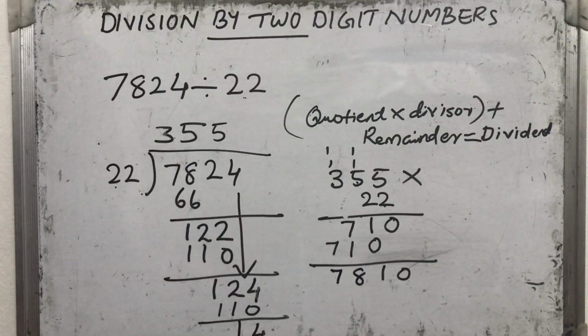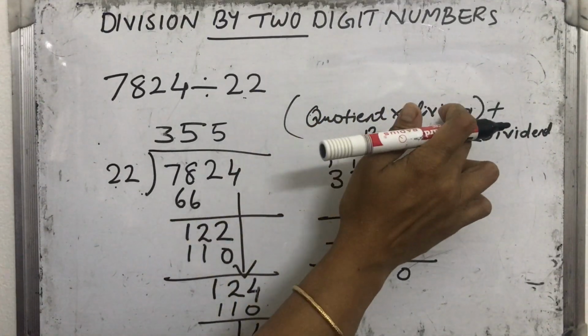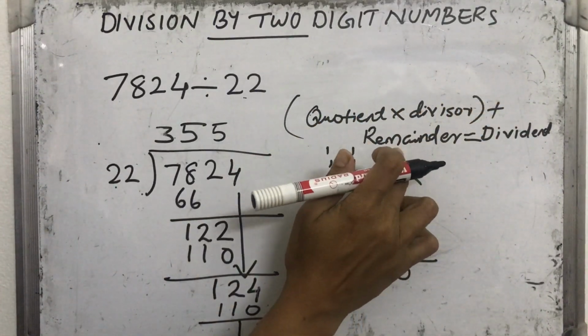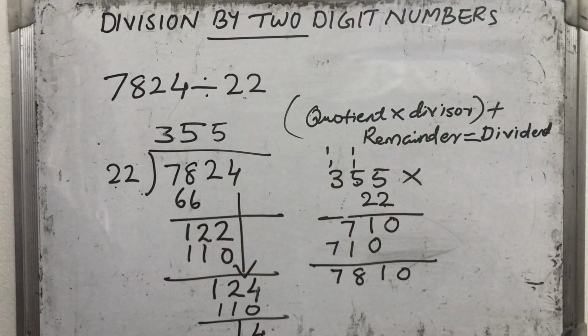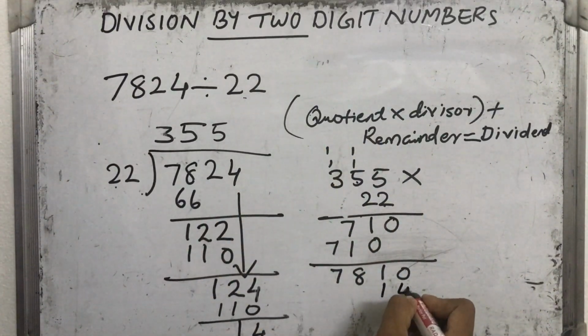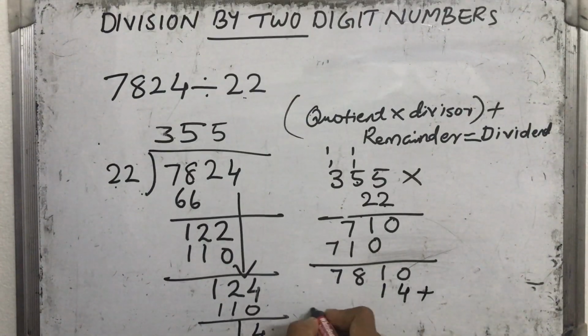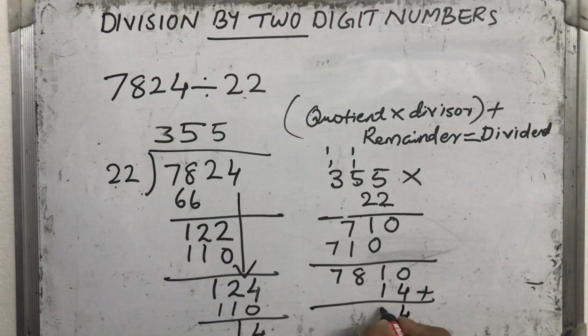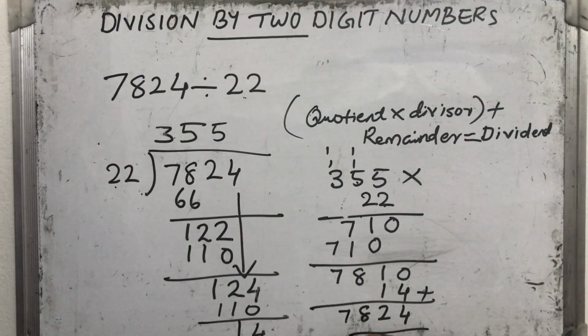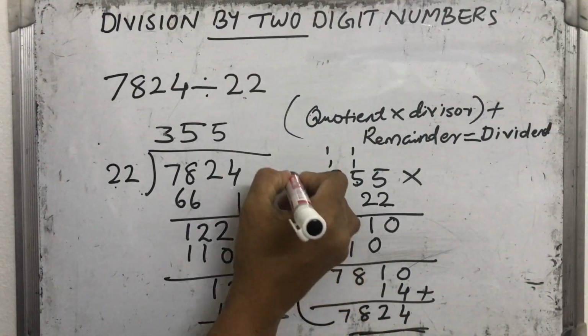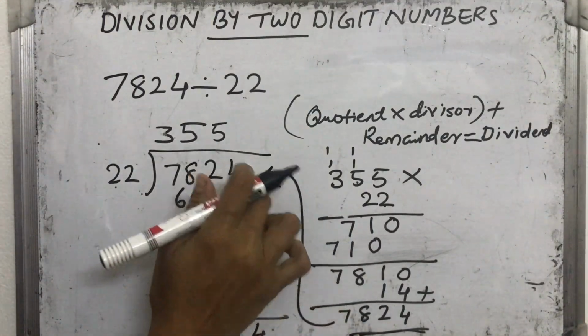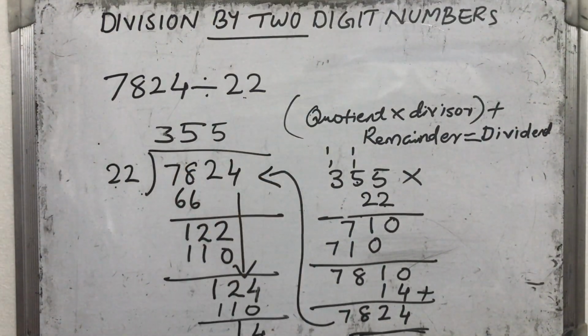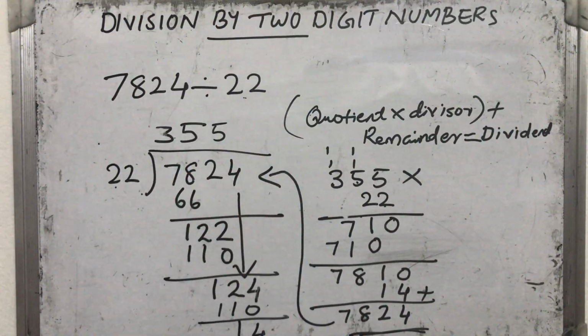Okay, after the quotient is multiplied with the divisor, after that add the remainder. What is the remainder we got here? 14. Okay, then we add this 14: 4 plus 0, 1 plus 1, 8, 7. So look at this number, this is our dividend. So our division is correct. This way we can check whether our division is correct or not. Okay, thank you.